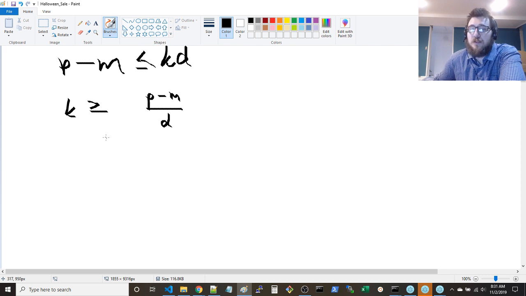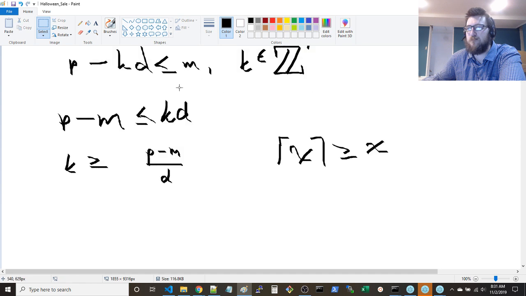Okay, and now what you can do is take the roof of this. One of the properties of the roof of a value is that it's the next integer that's greater than or equal to it. This is by definition.